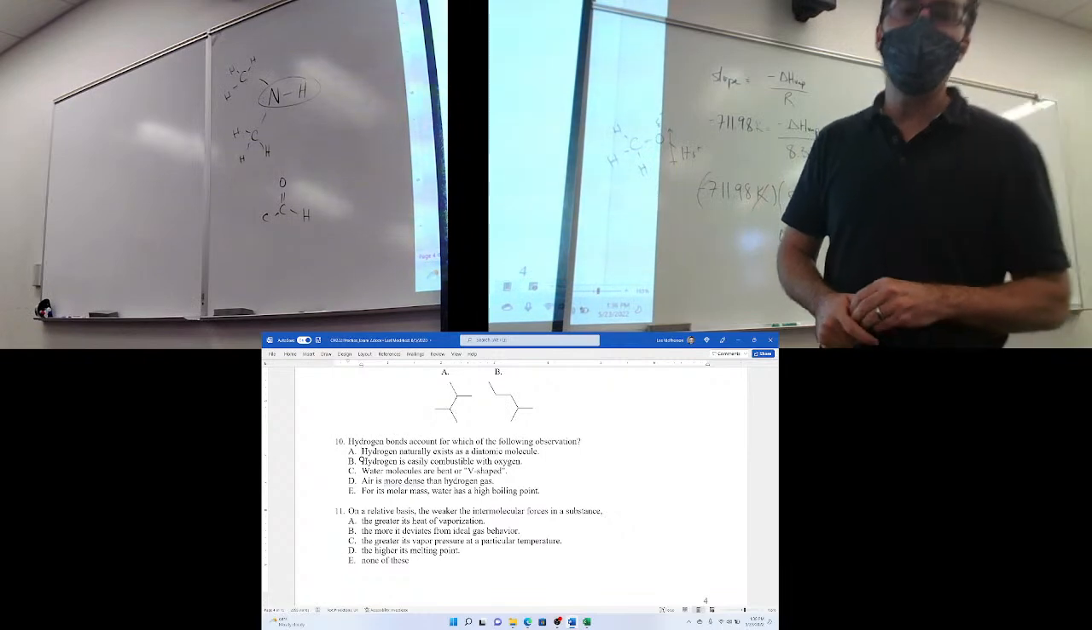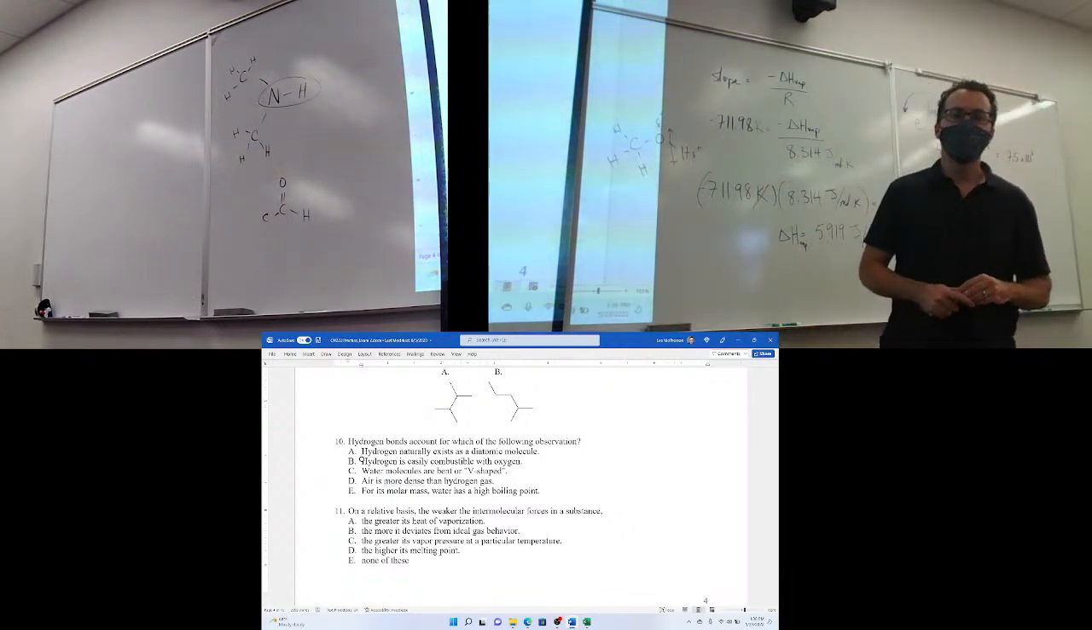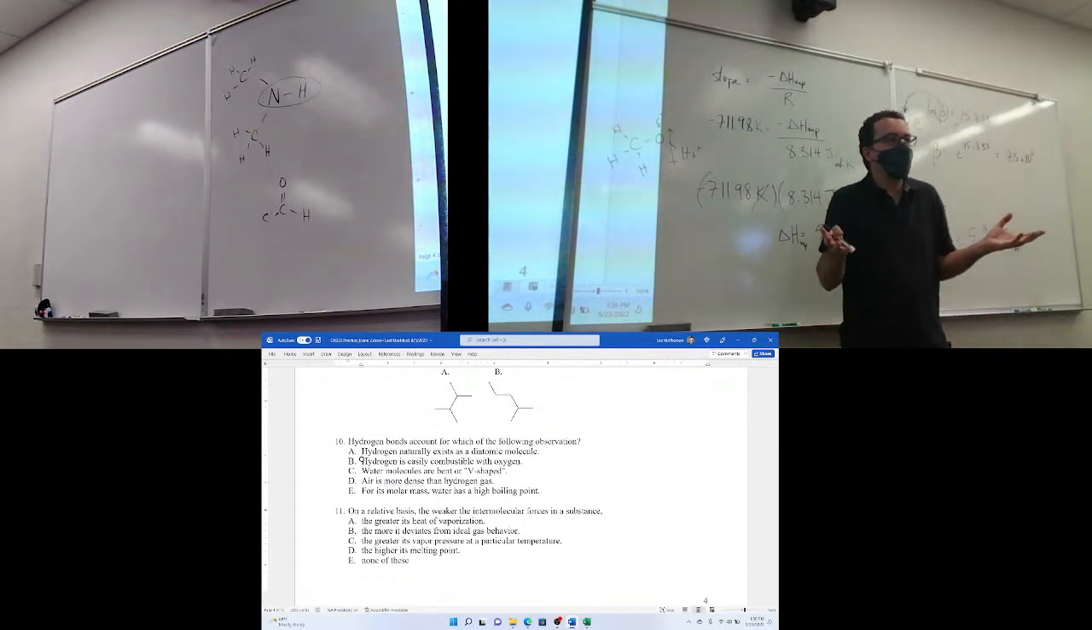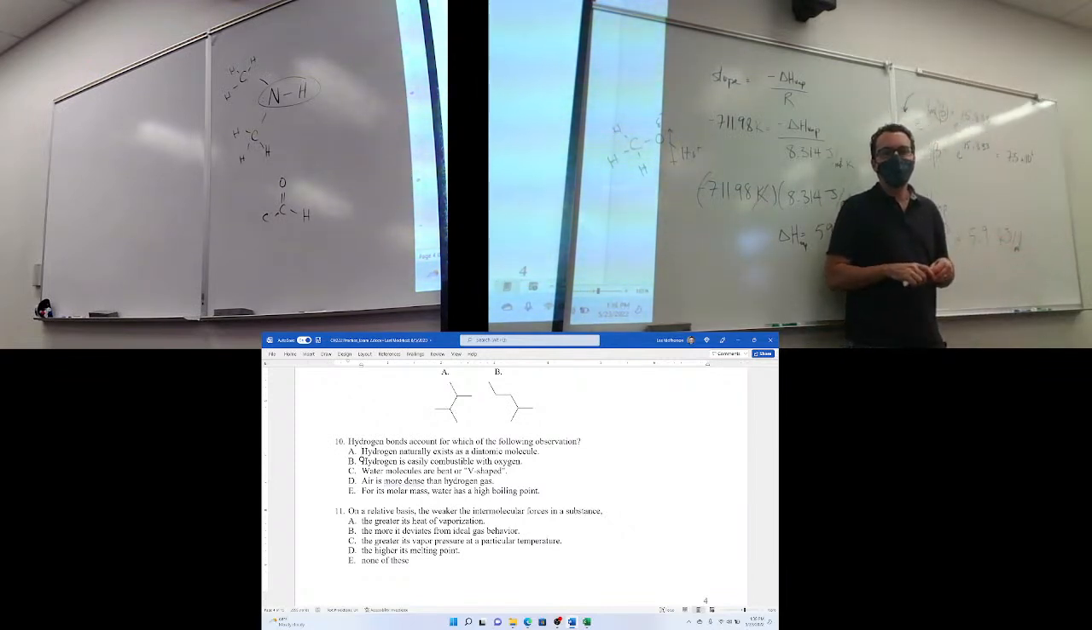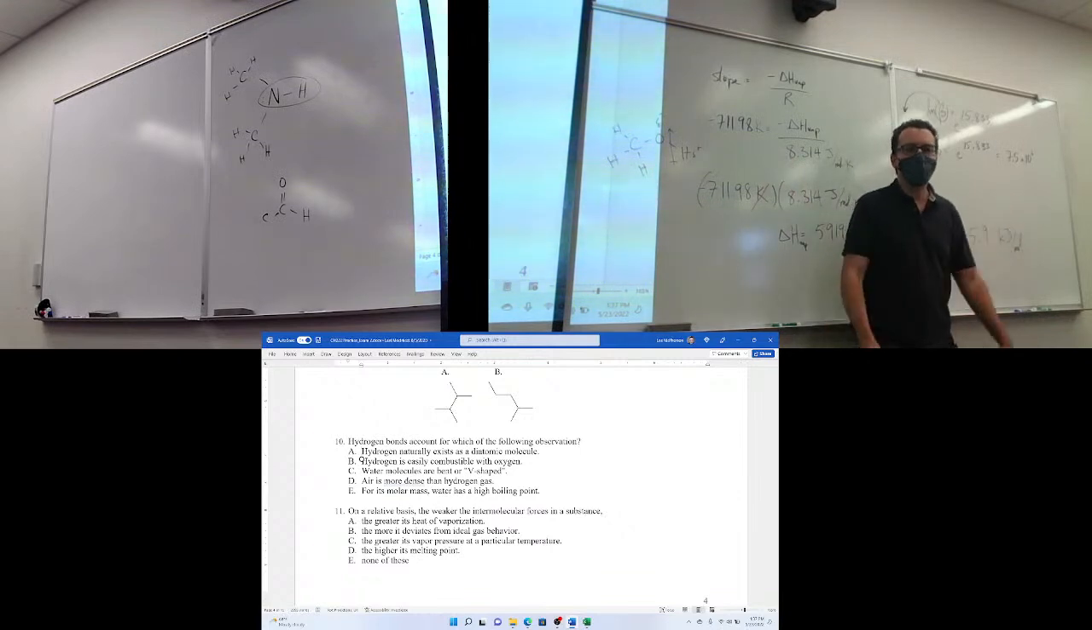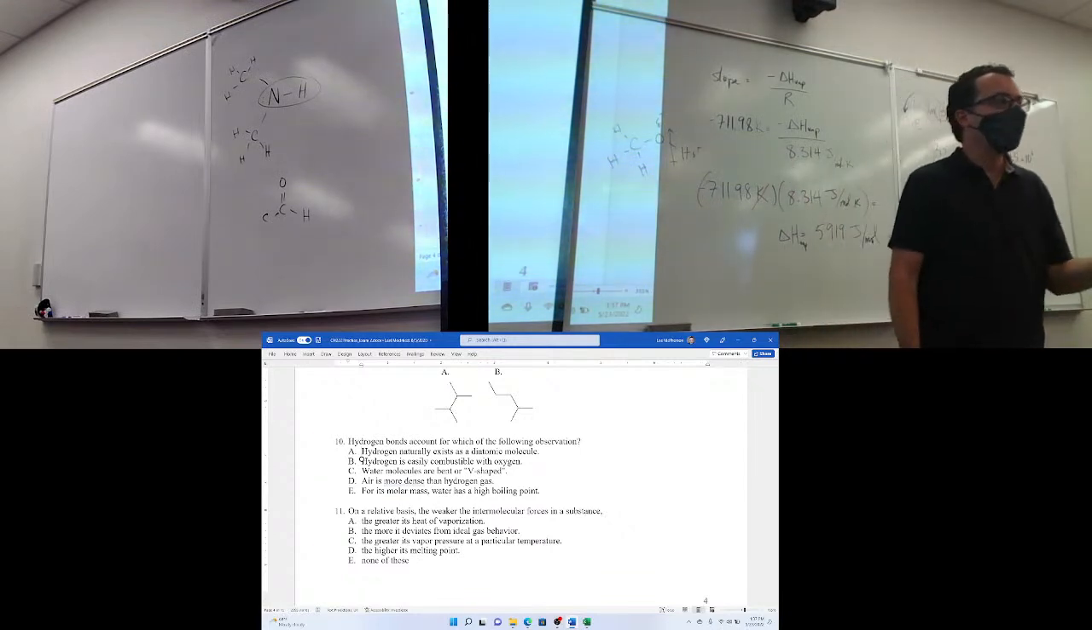They're bent because of the Lewis structure, the lone pairs that they have. D, air is more dense than hydrogen gas. That has nothing to do with hydrogen bonding either. Air is nitrogen N2 and O2, and maybe a little bit of water vapor, but it's mostly N2 and O2. They're nonpolar. Hydrogen gas is nonpolar. It's more dense because of the weight. They're heavier.